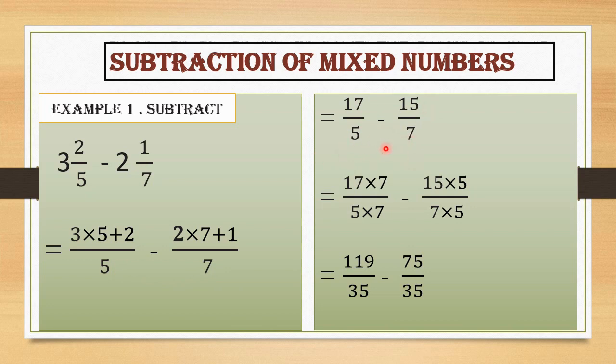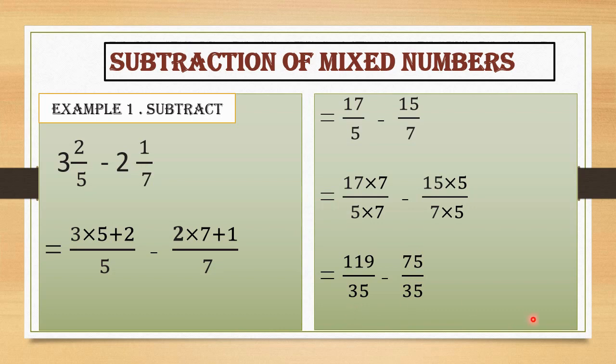Now we have to keep our denominator the same. For that we will multiply both the numbers by the other denominator. Here you will multiply 17 by 5 by 7. So 17 multiplied by 7 upon 5 multiplied by 7 minus 15 multiplied by 5 upon 7 multiplied by 5. So 17 sevens are 119 upon 5 sevens are 35, minus 15 fives are 75 by 7 fives are 35.